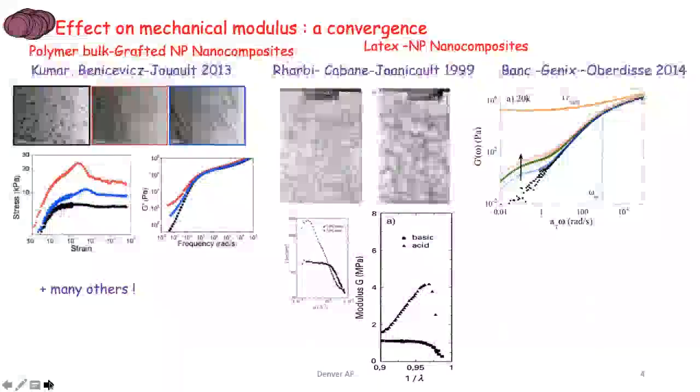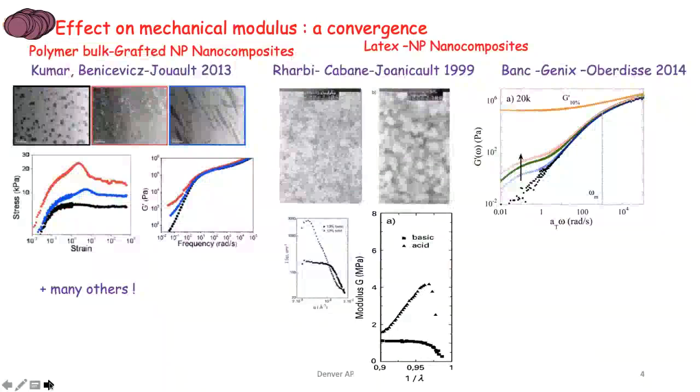And also, Kumar et al. showed, in a particular case, a nice correlation between this dispersion and the stress versus strain curves, which are shown here on the left-hand side, where you see that at small strain, the reinforcement is much stronger when the systems are made of clusters compared to the case where it's phase separated. And this is the same as a function of the frequency.